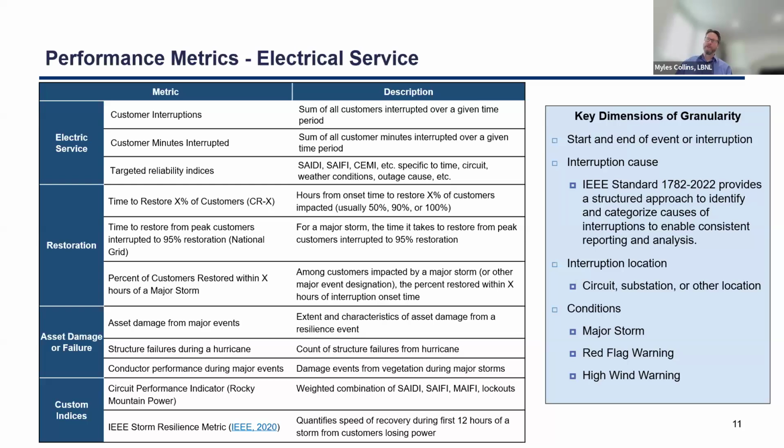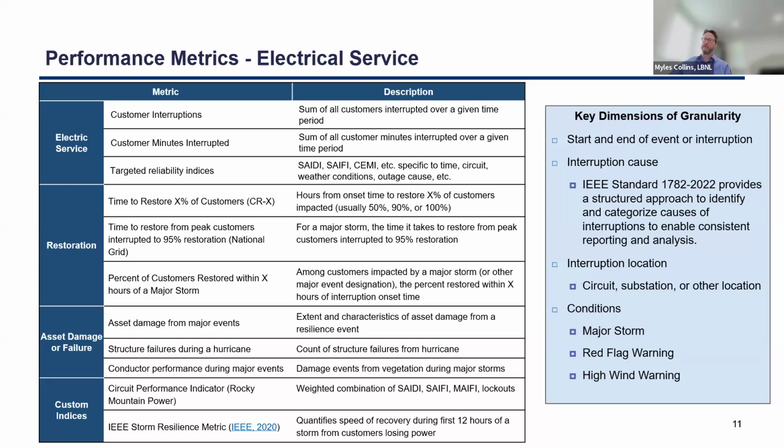Moving down the table, so for restoration metrics, we have those that are focused on time to restore, whether it's from the beginning of an outage to when a certain percentage of customers are restored, or that second one there, National Grid, as a metric where you're looking at the time from peak interruption to 95% restoration. You can also look at the percent of customers restored within a certain number of hours, where X could vary for a major storm.